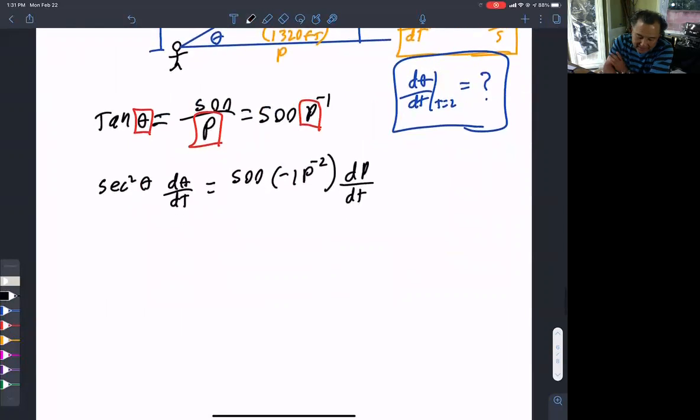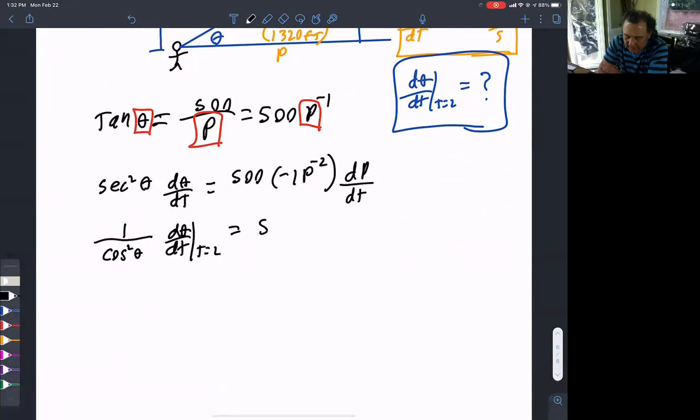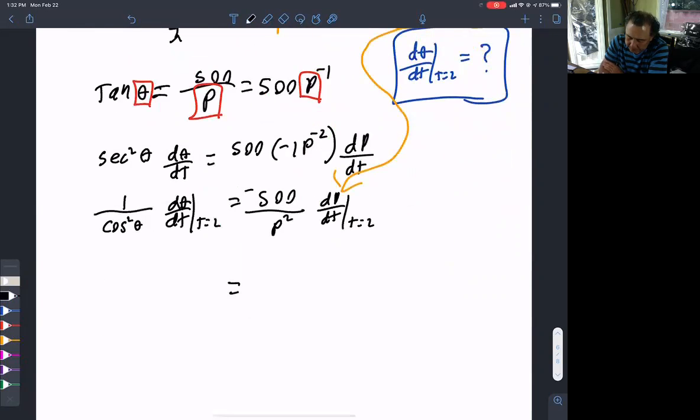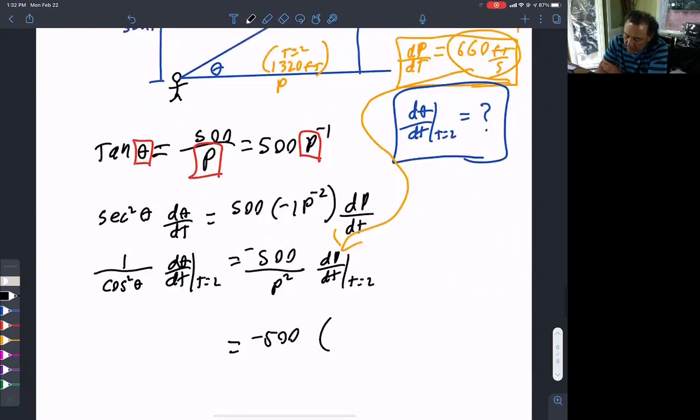Let's keep going. Secant squared is 1 over cosine squared. And we want this when t is 2 seconds. Negative p squared is the same thing as moving p squared to the bottom. And we want this when t is 2. So we're getting close. Now we know dp dt. We're going to plug this value in right here. That's pretty easy. 660.